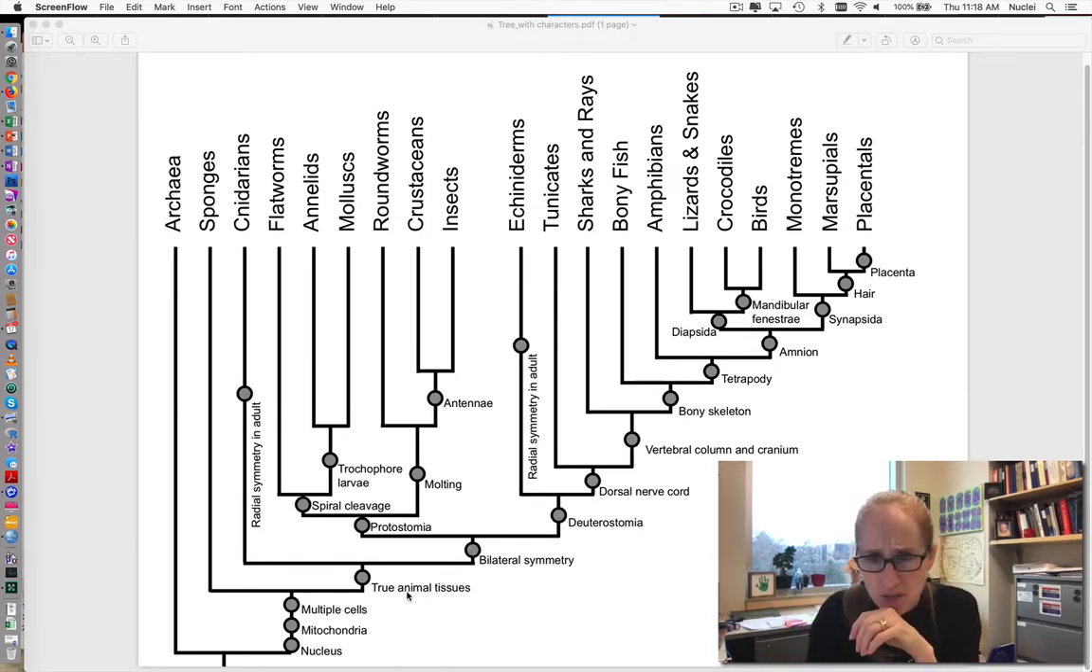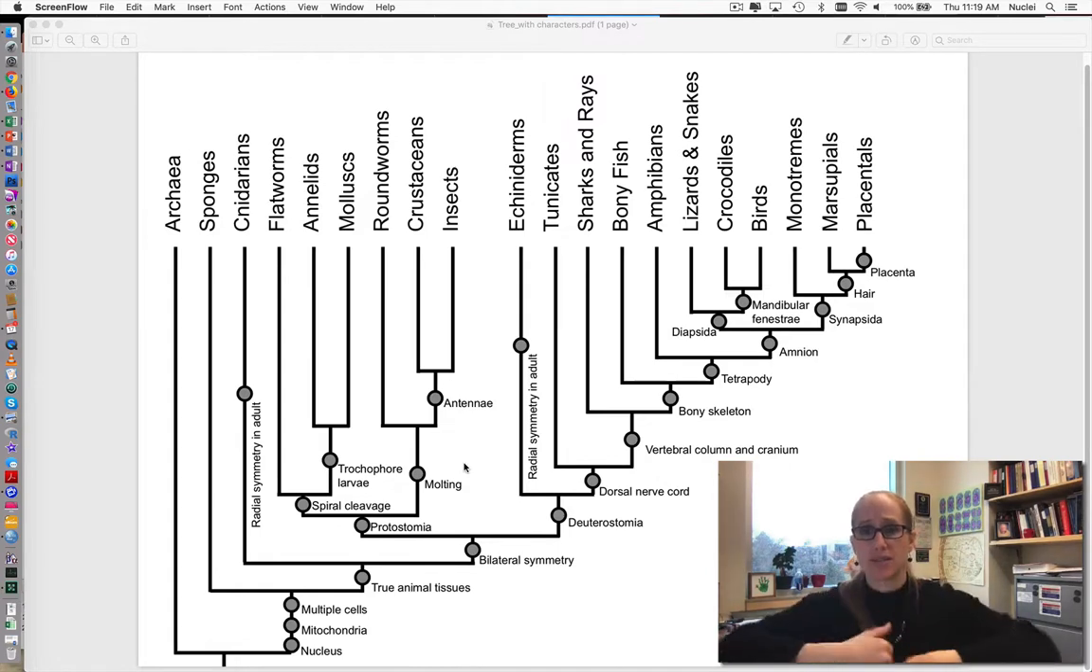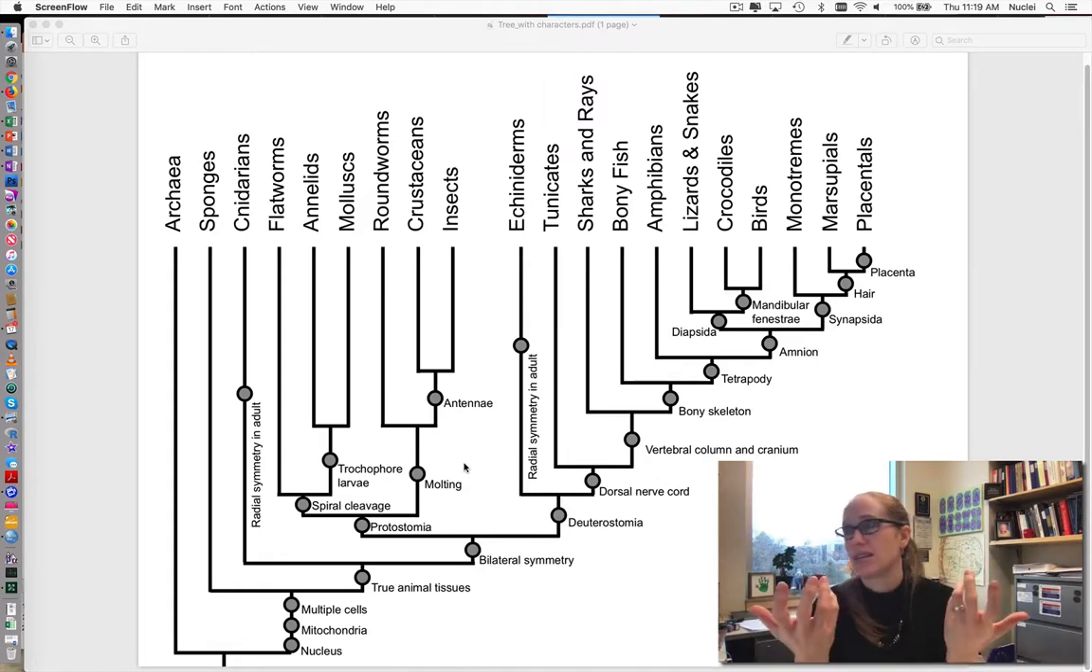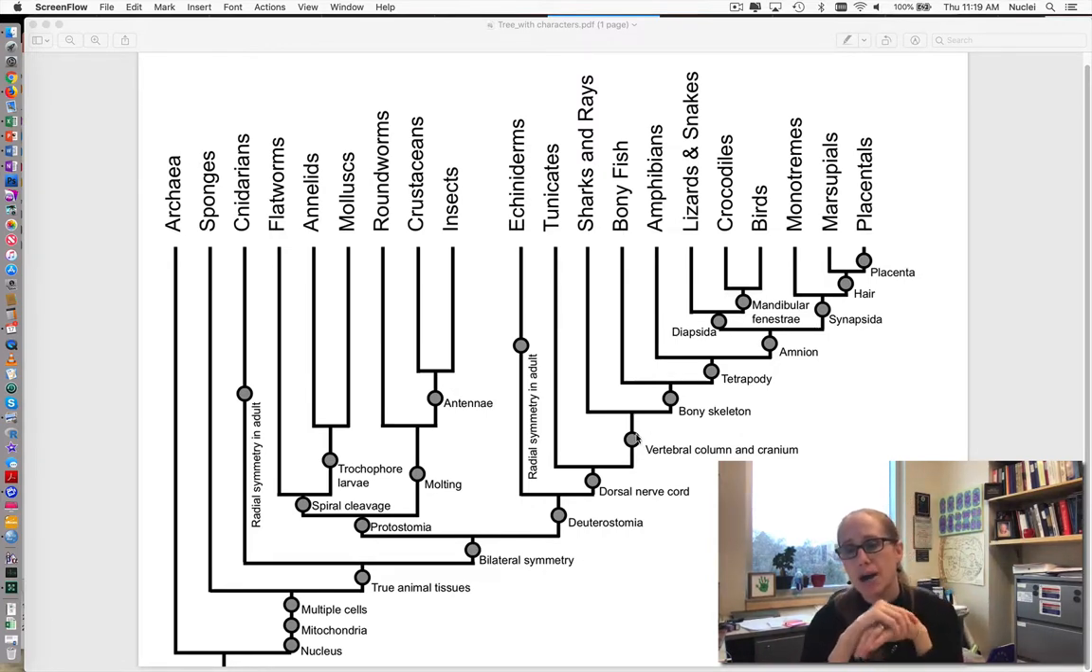Jointed appendages. So if we look at jointed appendages, I'm not sure I actually have that one on here. But we're getting jointed appendages with our insects, and crustaceans have jointed appendages. And so when you have these joints, obviously that allows for much more complex locomotion. So all the way up here we've got jointed appendages as well. And that allows us to move better.